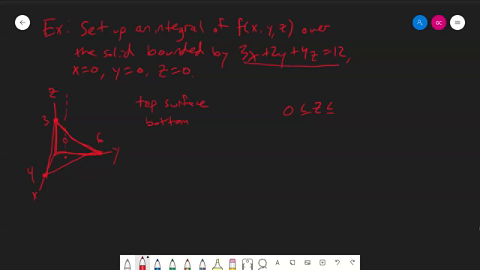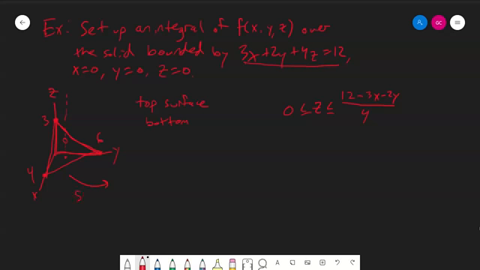So really, the top surface is given by that plane, so I just have to solve that plane equation for z, which is not real pretty. It's 12 minus 3x minus 2y all divided by 4. But that's fine, that's just what the upper surface is. So these will form the bounds of the inside integral, the bounds of z.